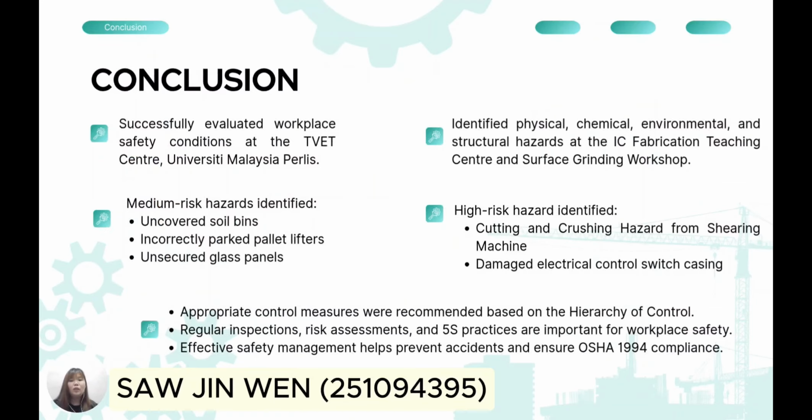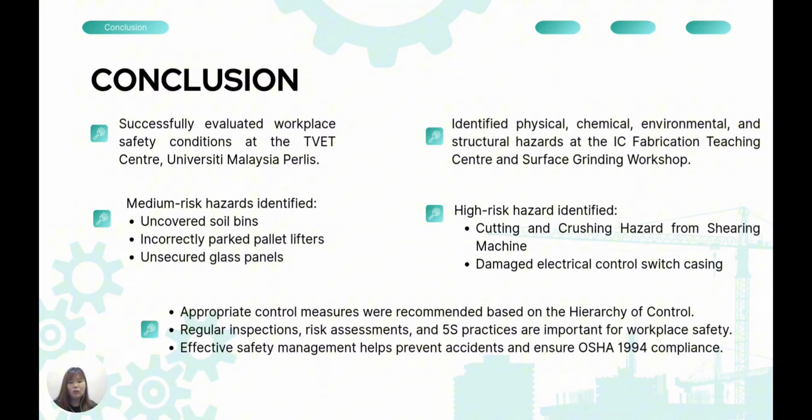In conclusion, this evaluation successfully assessed the safety condition at the workshop. Beyond this medium risk and secure glass panel, we also identified other hazards including an uncovered salt bin, an incorrectly parked pallet lifter, and high-risk issues like a damaged electrical casing and a shuttering machine hazard. Implementing these corrective controls and committing to regular inspection will ensure we keep our workshop safe, accident-free, and fully compliant with OSHA 1994.